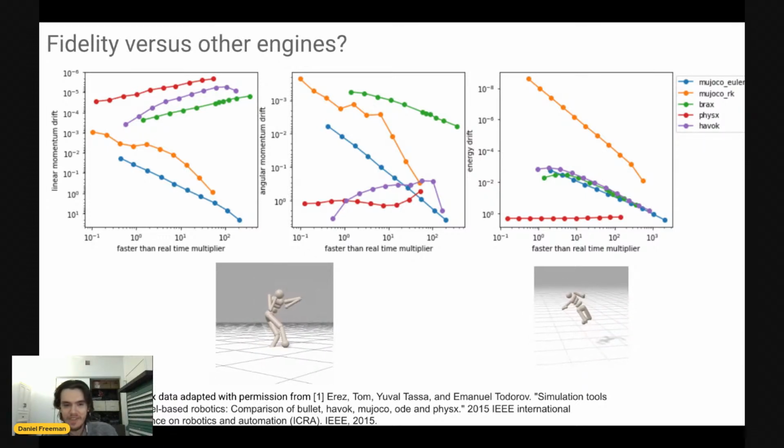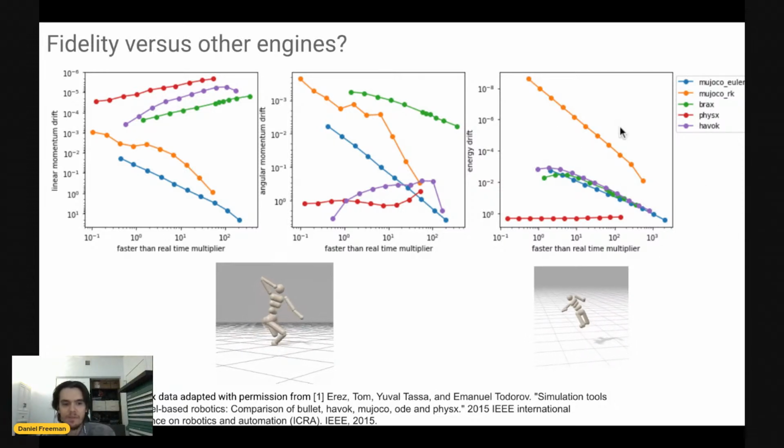So these are kind of confusing plots. The way to read this is up and to the right is better. And the major takeaway is that Brax isn't overwhelmingly better or worse on any of these things, although we're actually pretty good at angular momentum conservation. But MuJoCo Runge-Kutta, which is one of their fancy integrators, is really good for energy non-conservation, but we're kind of middle of the pack for angular momentum and energy.